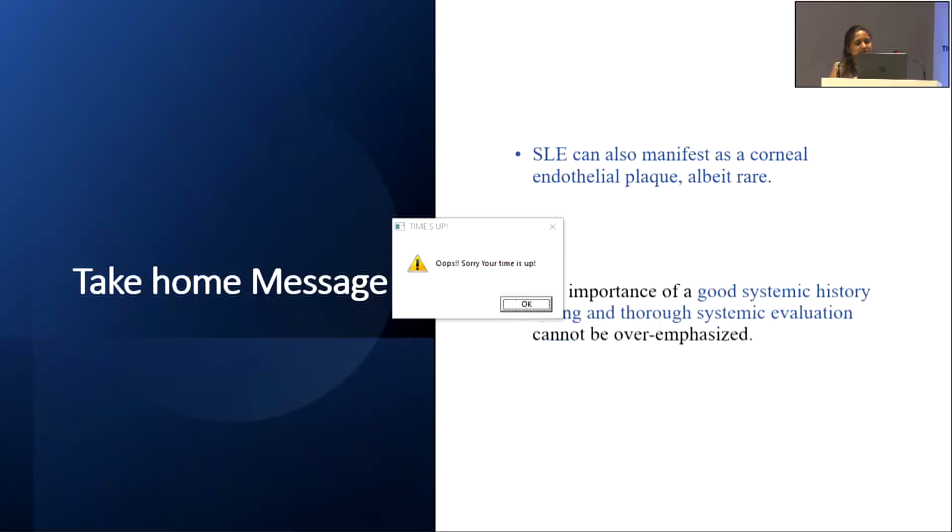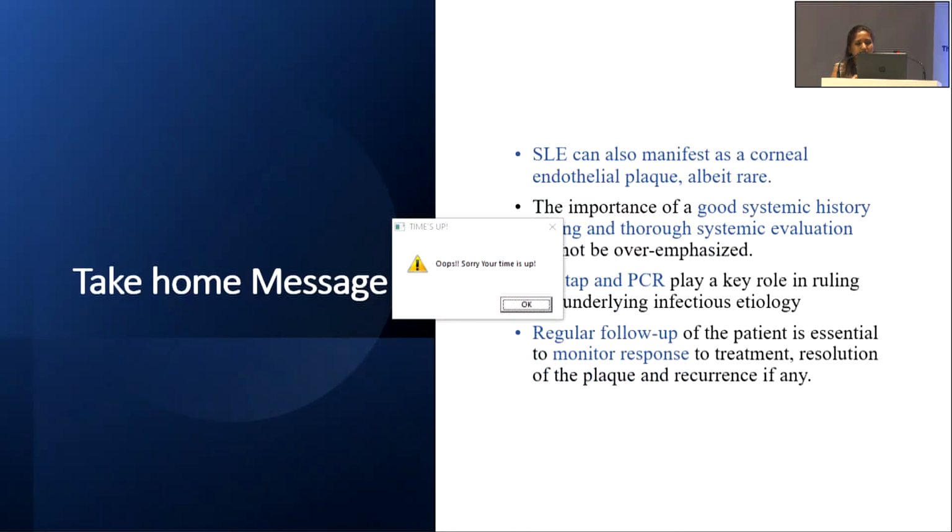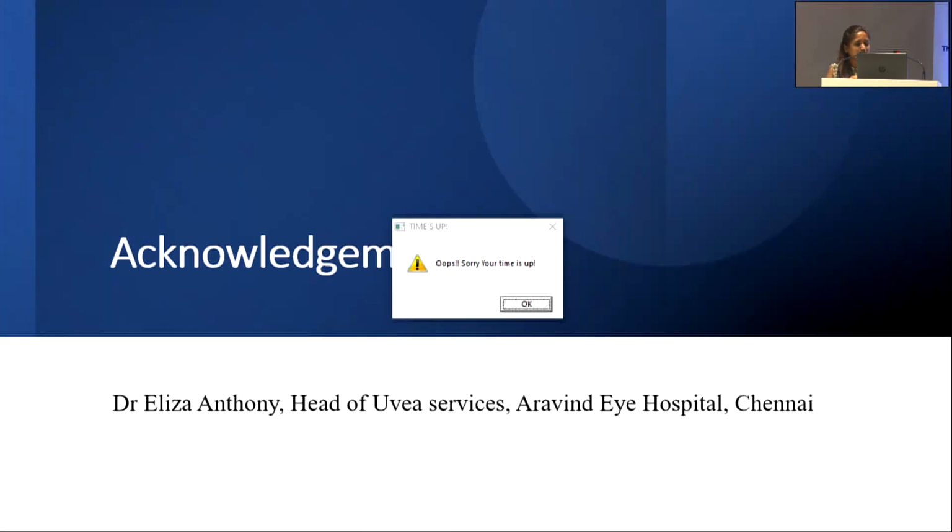My take-home message is that SLE could also manifest as a corneal endothelial plaque, although it's very rare. It's very important to take a good, thorough systemic history and do a detailed systemic evaluation. Anterior chamber tap and PCR play a crucial role in diagnosing the etiology, and regular follow-ups are crucial too. Thank you.